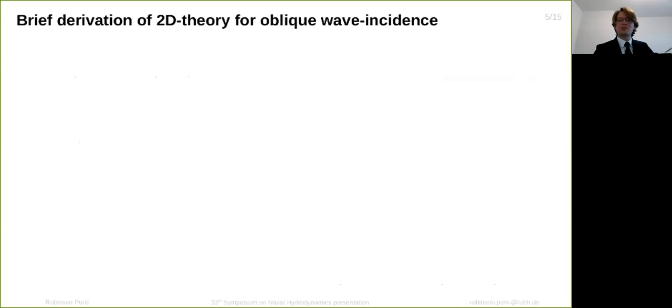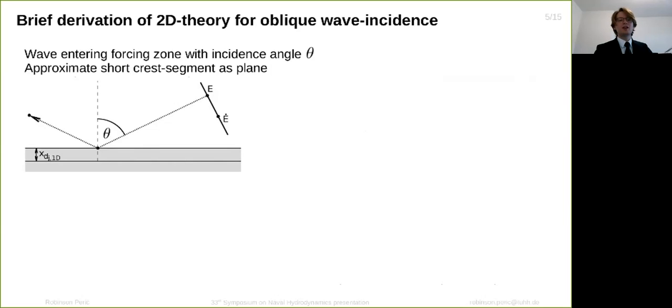Now it becomes interesting. We want to know for oblique wave incidence, how can we predict the reflection coefficient? For this, let us consider the following wave. So the black line here between points E and E dot is a wave crest, and this travels towards a forcing zone. Here, only the first two segments of the forcing zone are shown, shaded in gray. And if we follow the wave crest segment close to point E, the wave will travel to the forcing zone and then be partially transmitted and partially reflected.